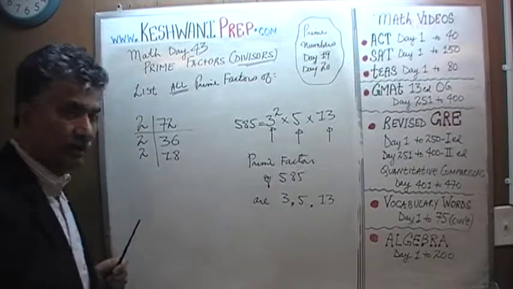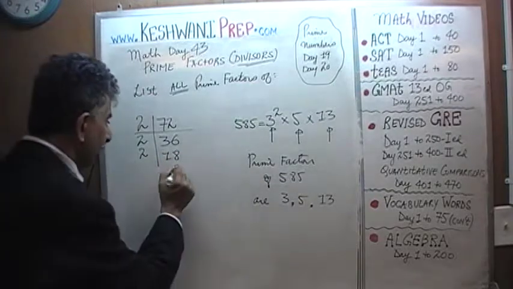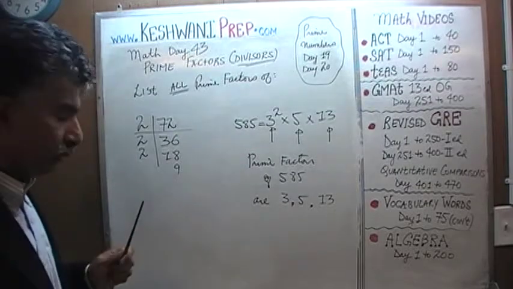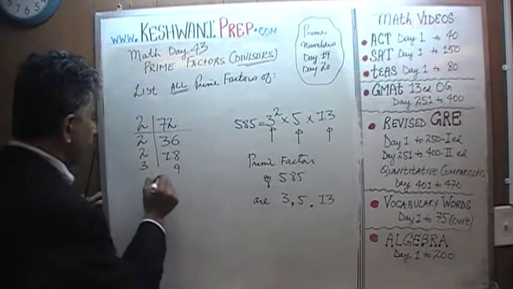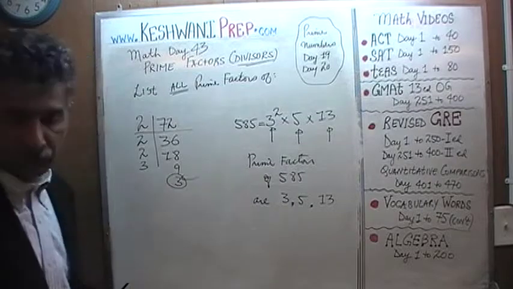18 is an even number. Let's divide by 2, and 18 has 9 2's. We can no longer divide by 2. 9 will be divided by 3. We hit a prime number. That's where the story ends.